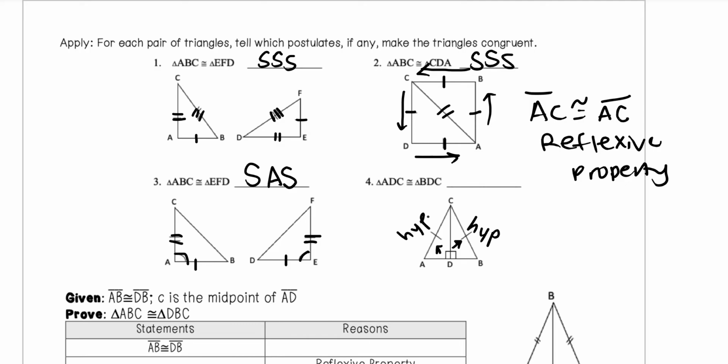So if it's going to be Hypotenuse-Leg Theorem, then we need a leg that's congruent. Well, we always want to mark shared sides, and we have this segment CD. It's congruent to itself based on the reflexive property. So this is a leg now. CD is one of the legs. It's congruent to the other leg of itself on the other triangle, and the hypotenuses are congruent. So these two triangles would be congruent based on the Hypotenuse-Leg Theorem.